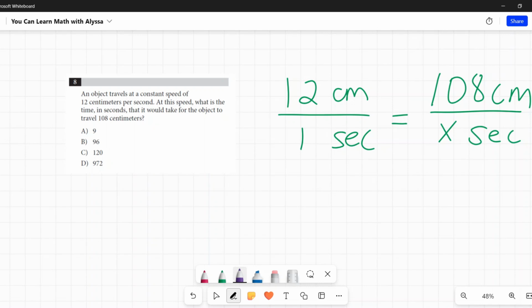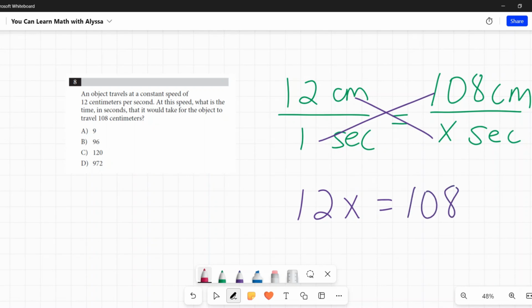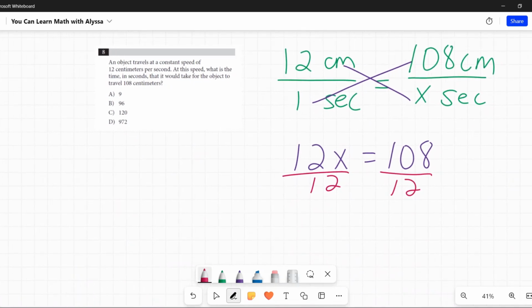Absolutely, of course. For me, when it's centimeters per second, I love setting up in a fraction because then it's a proportion and we can just cross multiply to solve for that x. So I have 12 times x, 12x, and then 1 times 108, 108. Now I'm going to divide both sides by 12. Since it's 12 times x, if I divide by 12, it will get rid of it. And 108 divided by 12 is 9. So x is equal to 9. That's my answer.